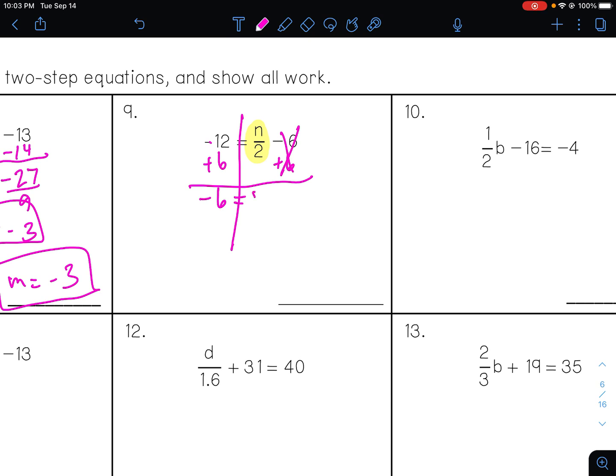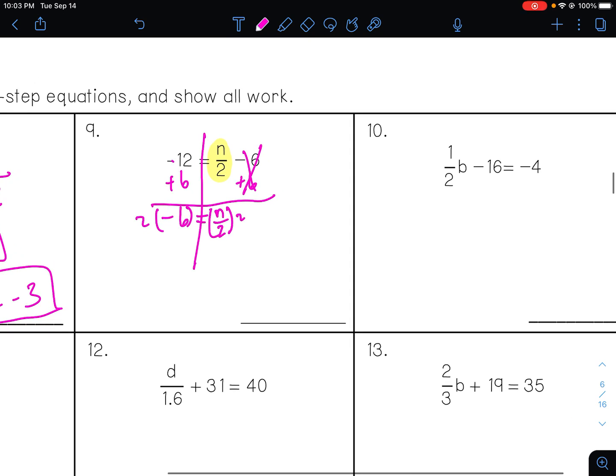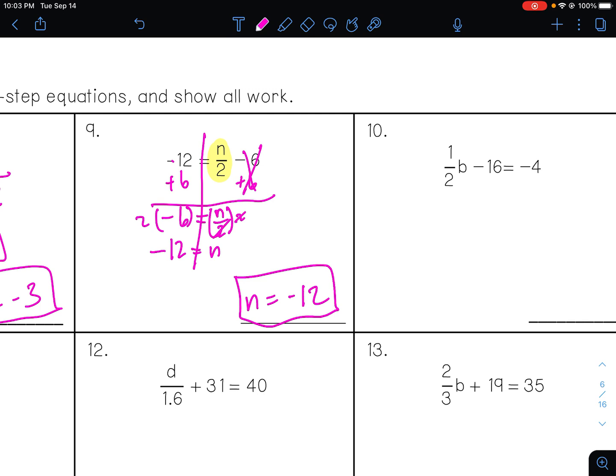All right, what's left over here is n divided by 2. Right, n over 2, which means n divided by 2. What's the opposite of dividing by 2? Multiplying by 2. So multiply that by 2, multiply this by 2. You should end up with 2 times negative 6, a positive times a negative is a negative. Negative 12, the 2's cancel, so you end up with n. So negative 12 equals n, or you could say n equals negative 12. They both mean the same thing.